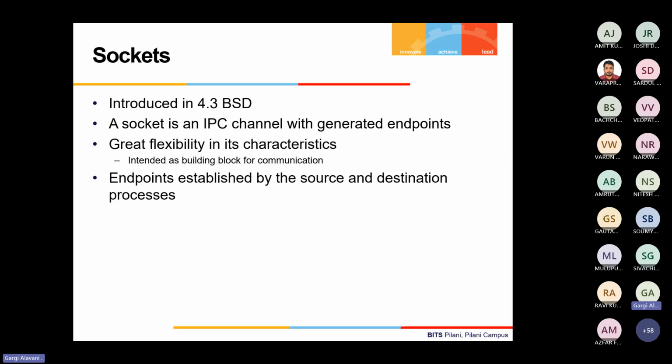Anyone wants to talk about sockets, how they work? We'll talk more about it in the later slides as well. But anyone wants to talk? What are sockets? How do they work?